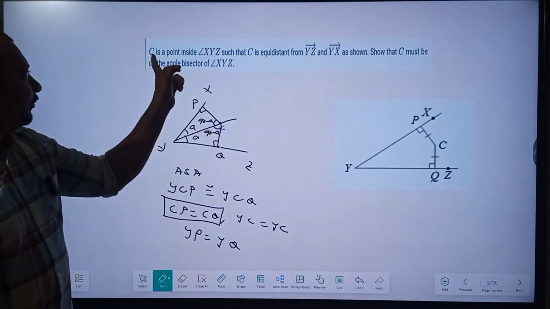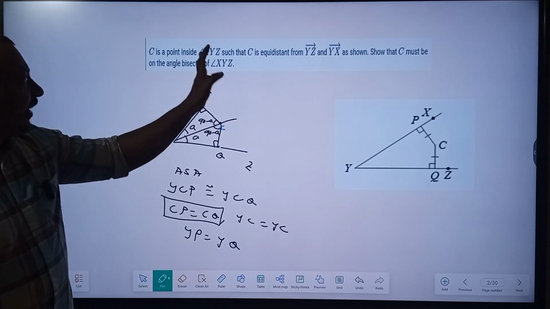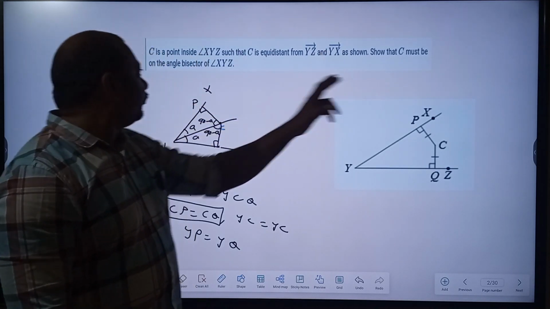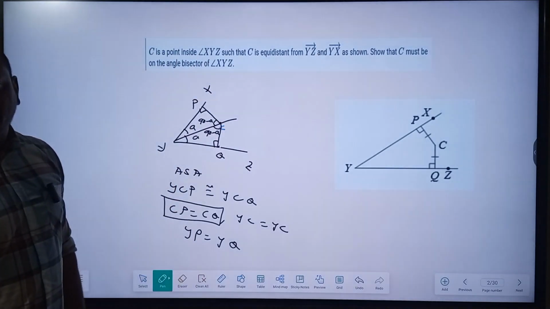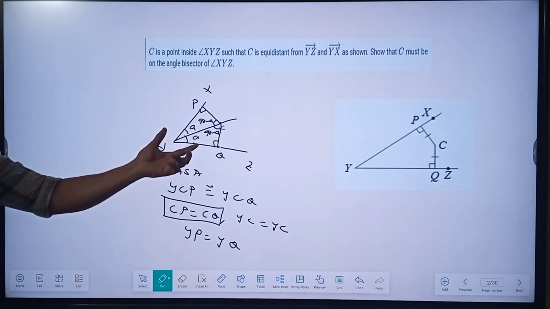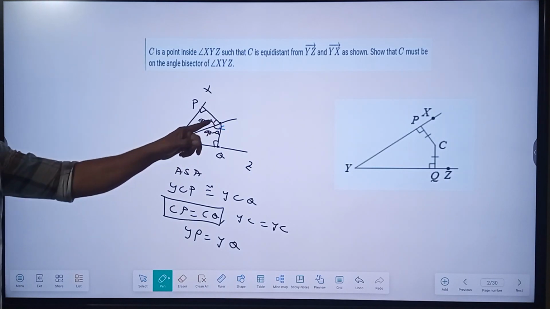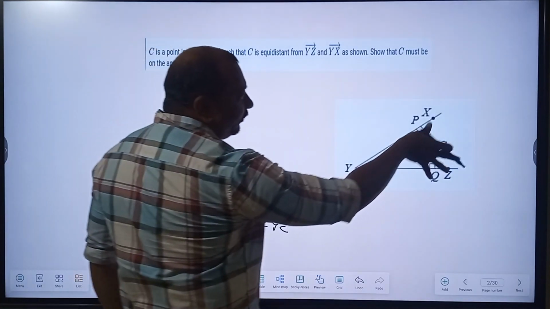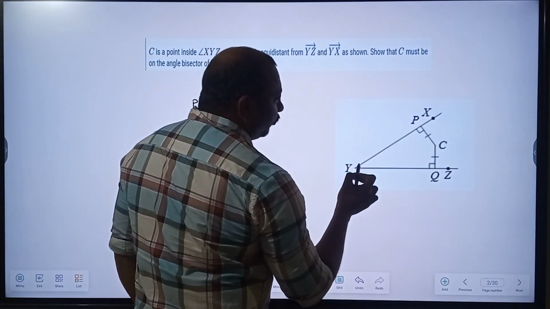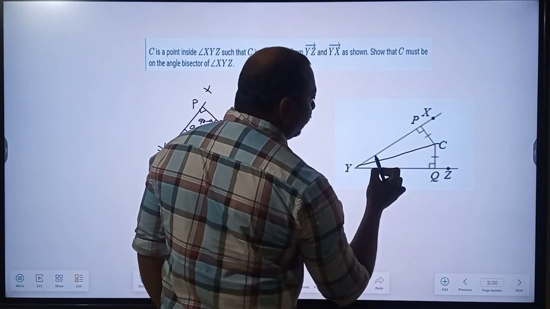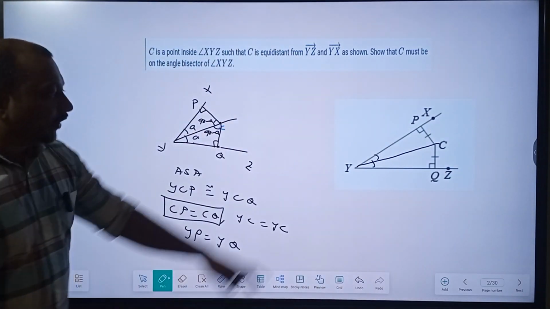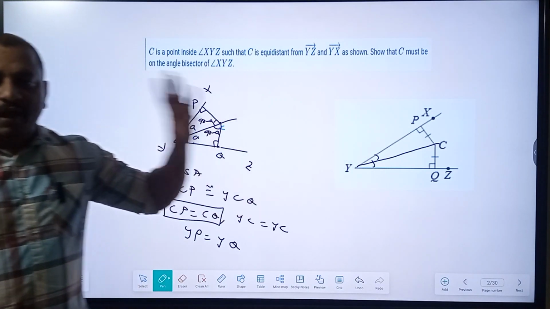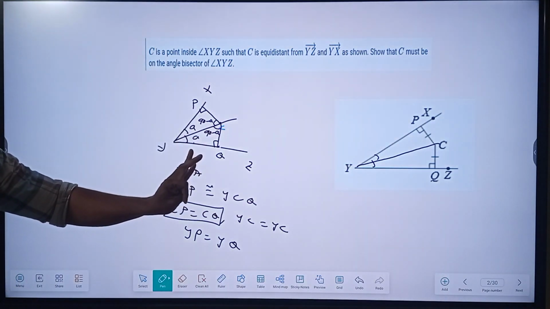C is a point inside angle XYZ such that C is equidistant from YZ and YX as shown. C must be on the angle bisector of XYZ, they are asking. This is the reverse. A point lying on the angle bisector is equidistant from the sides of that angle. Here this point is equidistant from the sides of the angle, so this point lies on the angle bisector of this angle Y. Perpendicular bisector, angle bisector. Clear?